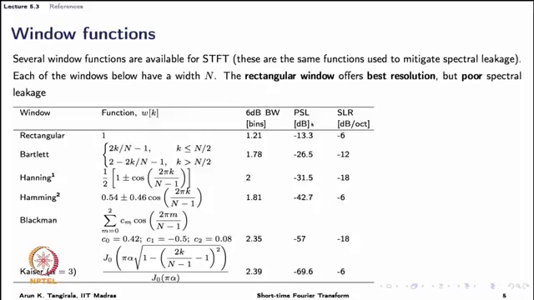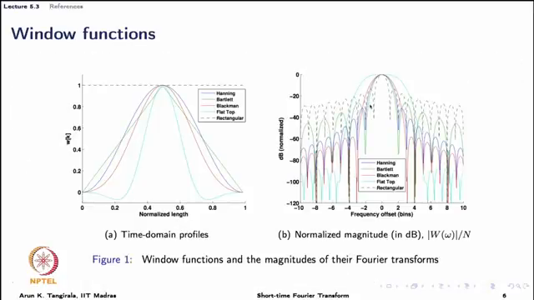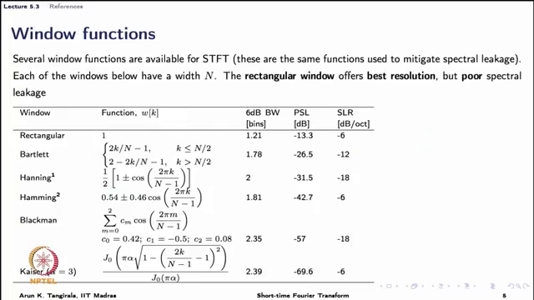So, all the properties that we have discussed are summarized by these 3 properties. There are other properties of window functions, but these are the 3 key ones. The 6 dB bandwidth is a measure of the width of the main lobe that we have seen here. The smaller the value of the 6 decibel bandwidth, the better is the resolving ability of the window. So, as you can see, the rectangular window has the lowest 6 dB bandwidth value, therefore, it has the maximum resolving ability.